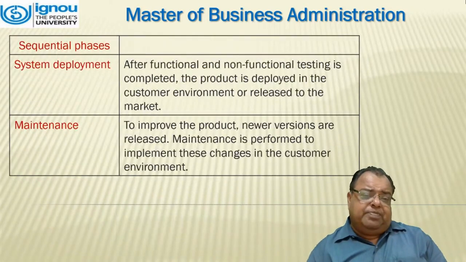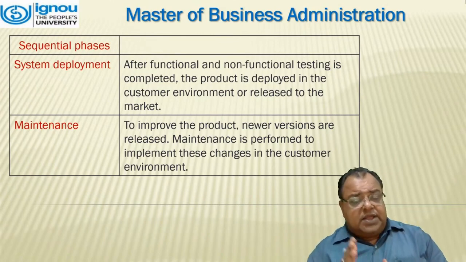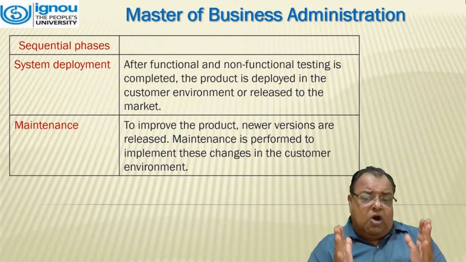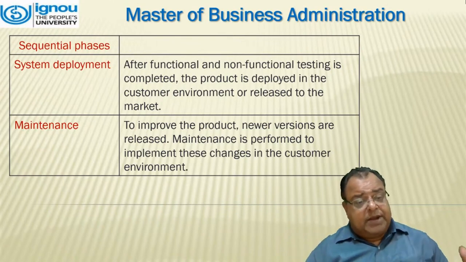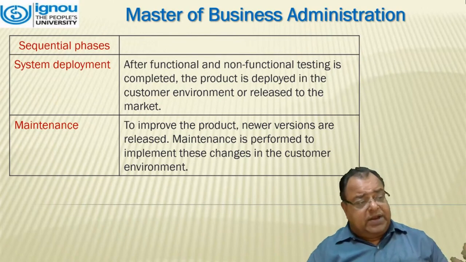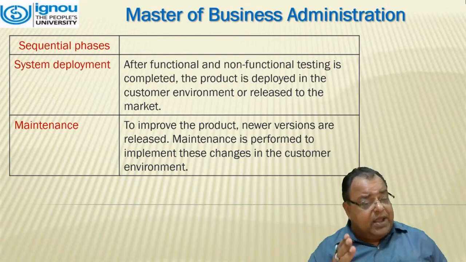Deployment. After functional and non-functional testing is completed, the product is deployed in the customer environment or released to the market. Last part is the maintenance. To improve the product, newer versions are released. Maintenance is performed to implement these changes in the customer environment.